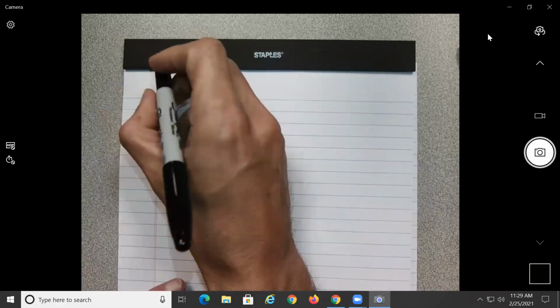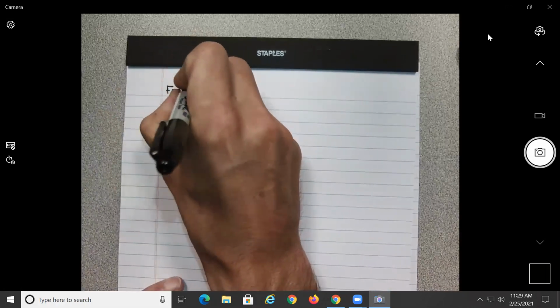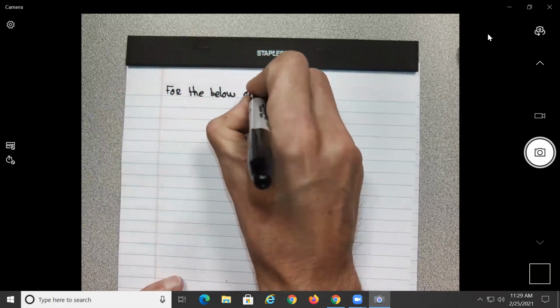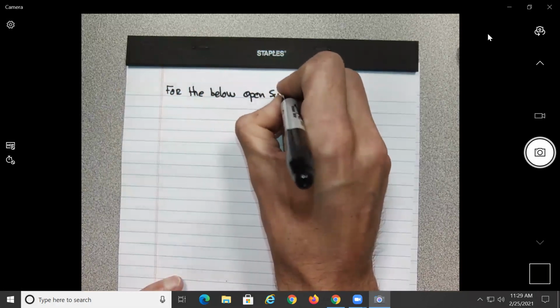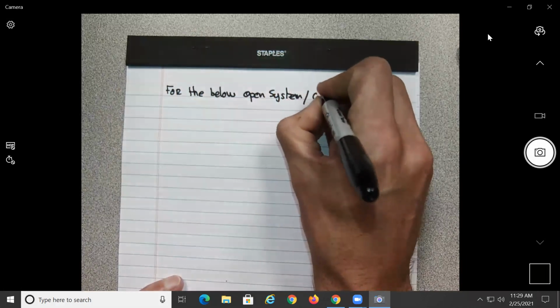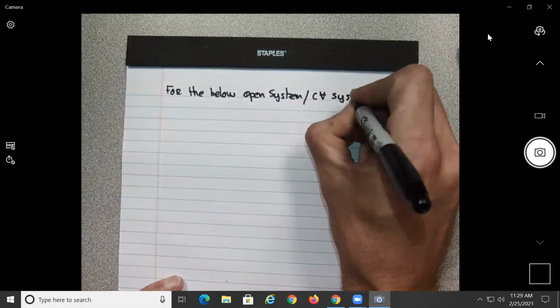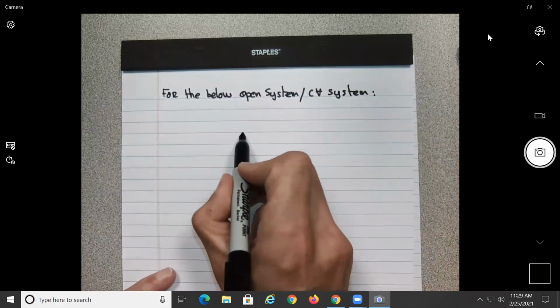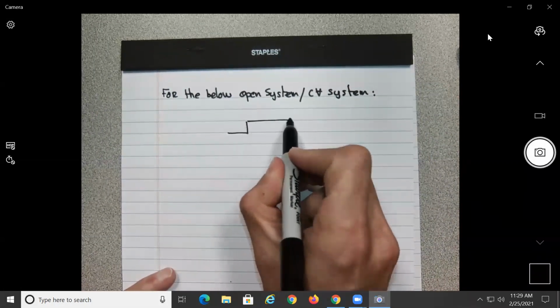All right, so our goal now is to rewrite the first principle of thermodynamics for an open system or a control volume. So over here, for the open system, slash control volume system, so CV stands for control volume. Basically, I just redo the figure. It can be a bit different, but it will be the same idea.